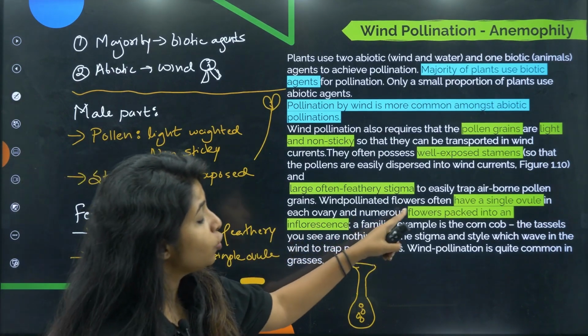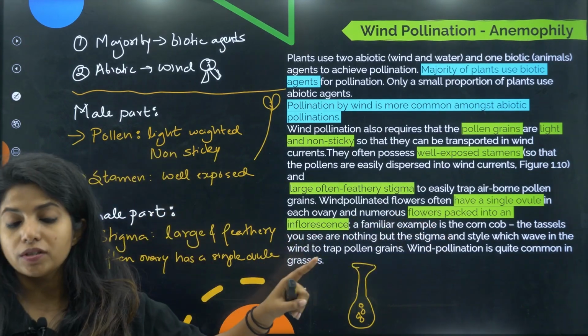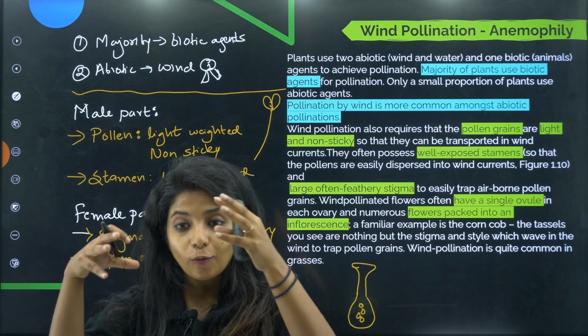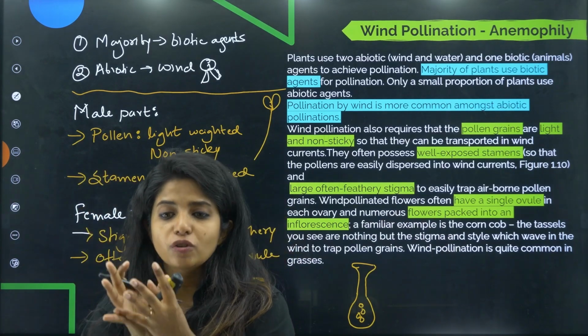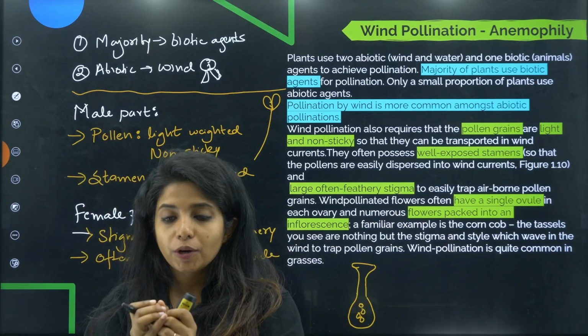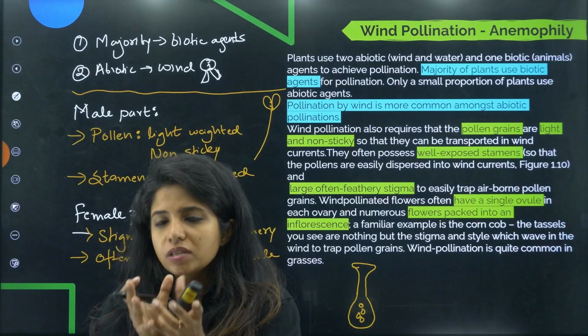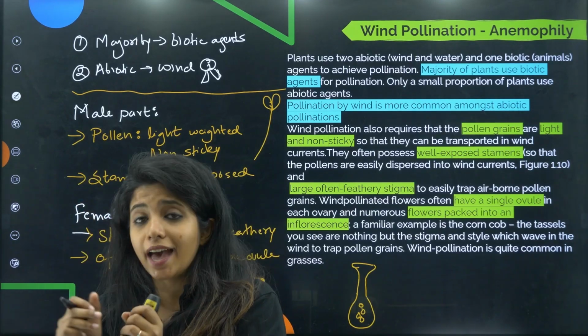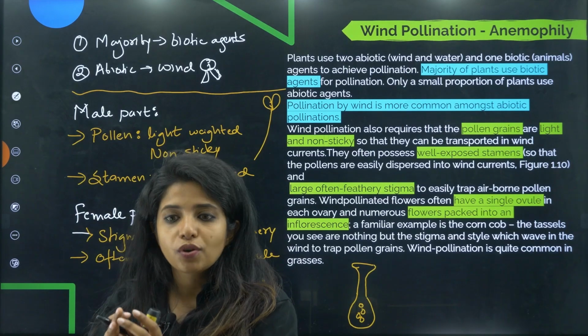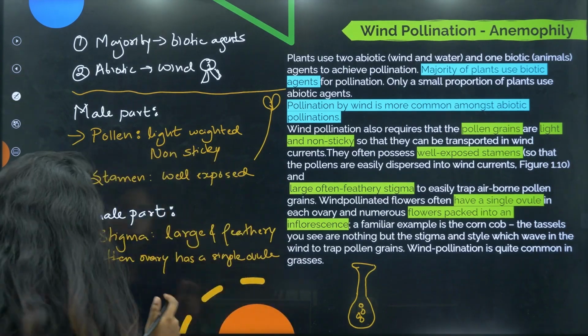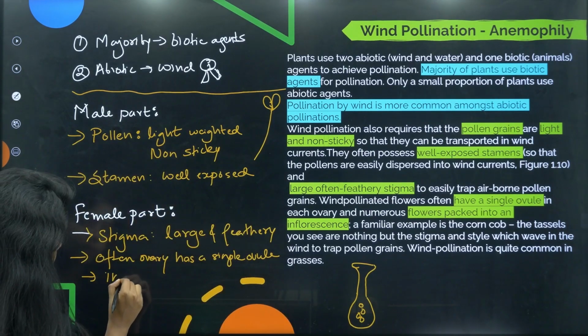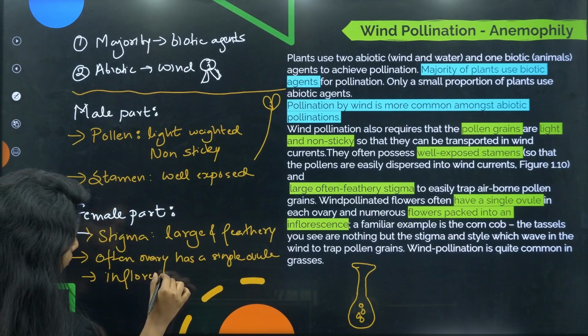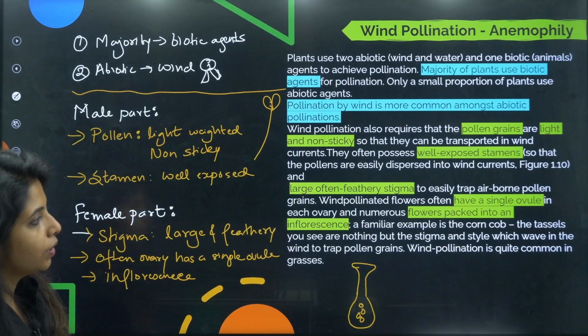Next thing, numerous flowers packed into an inflorescence. So, you would have so many flowers coming together, and this bunch of flowers together is called an inflorescence. Why do you think there is a bunch of flowers? Because if at all one flower misses the chance of getting pollinated, the other can still get pollinated. That is the use of this inflorescence. So, basically they will also have inflorescence.